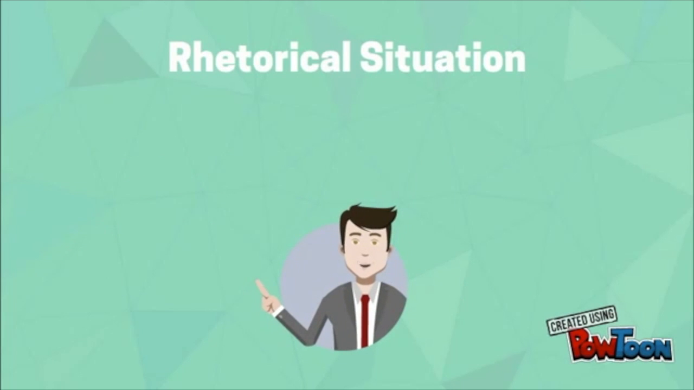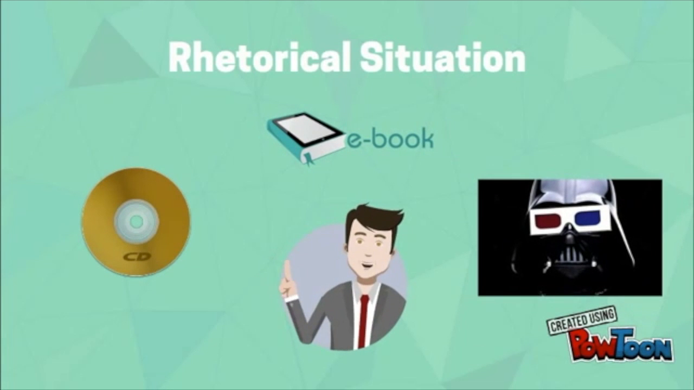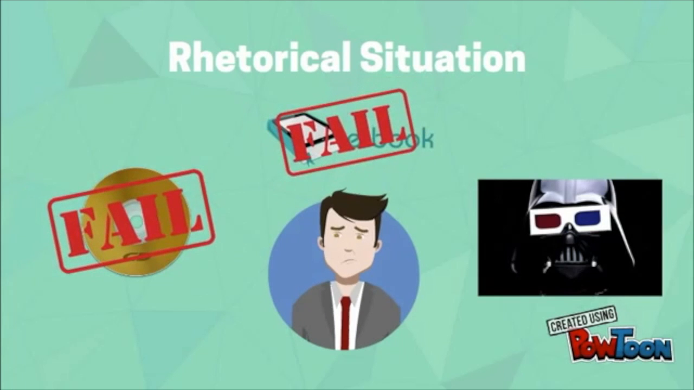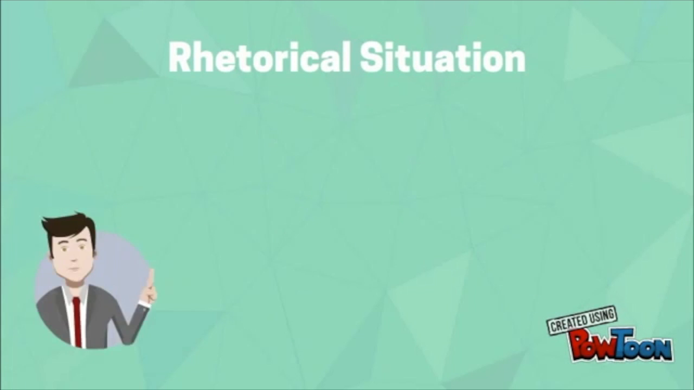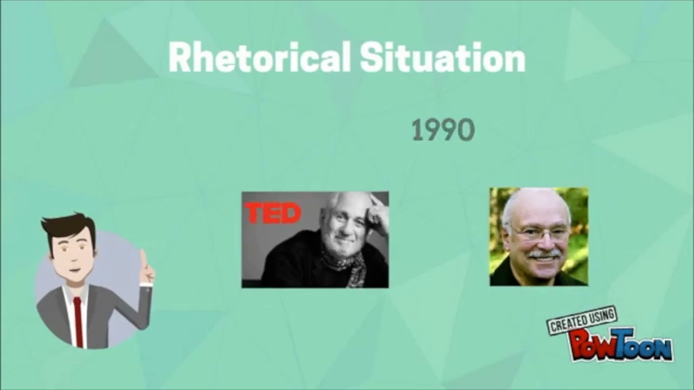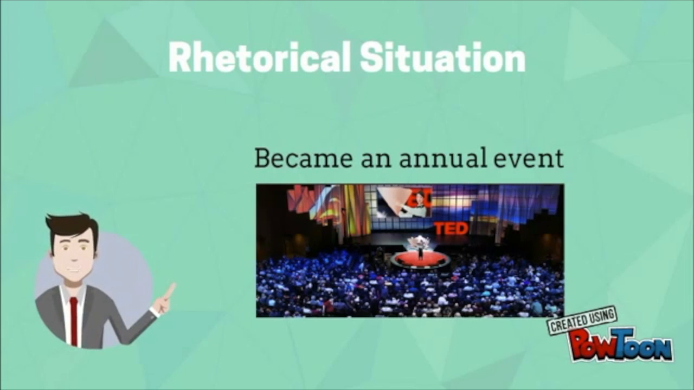The first TED Talk ever was about a demo about the compact disc, ebook, and 3D technology implemented by Lucasfilm. However, this first talk didn't succeed, and it was a loss of money. So, in 1990, Wurman and his partner Harry Marks tried again, and this time they were able to raise money. Since then, the TED conference became an annual event in Monterey, California.